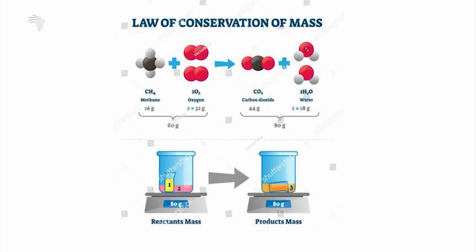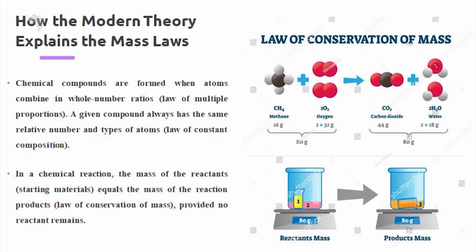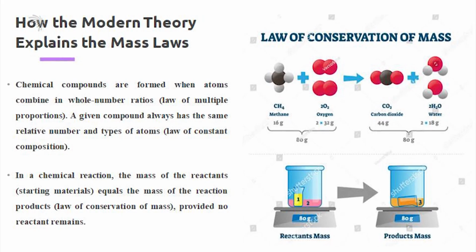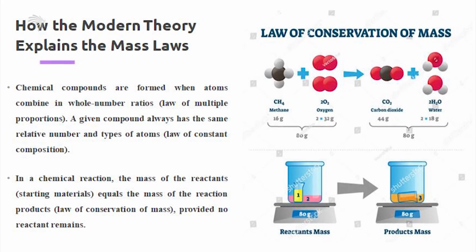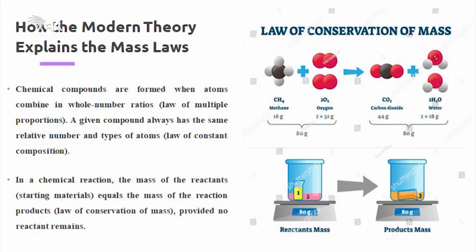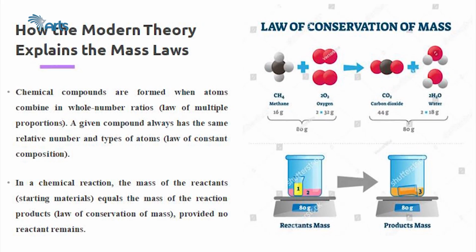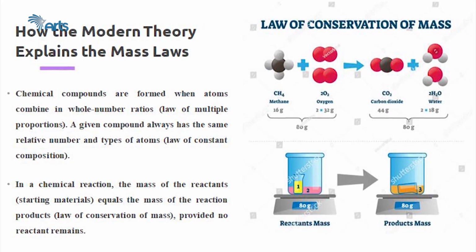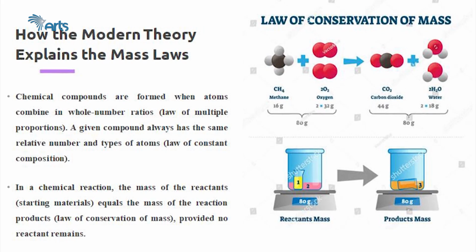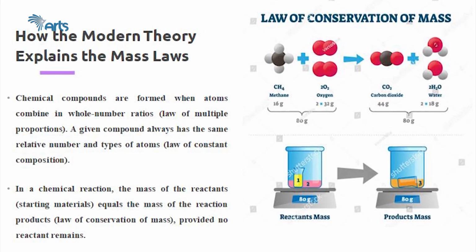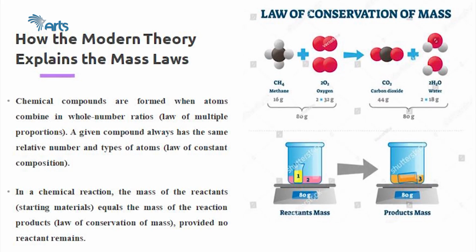The other point is about how the modern theory explains the mass laws. As we all know, chemical compounds are formed when atoms combine in whole number ratios, and this description is supported by one of the laws in chemistry, which is called the law of multiple proportions. It says that chemical compounds are formed when atoms combine in whole number ratios. And a given compound always has the same relative number and types of atoms. This law is known as the law of constant composition.